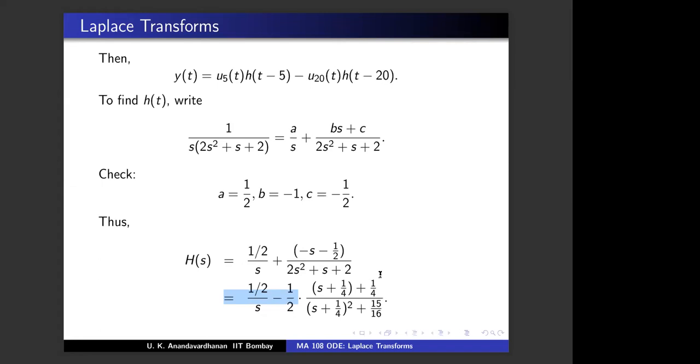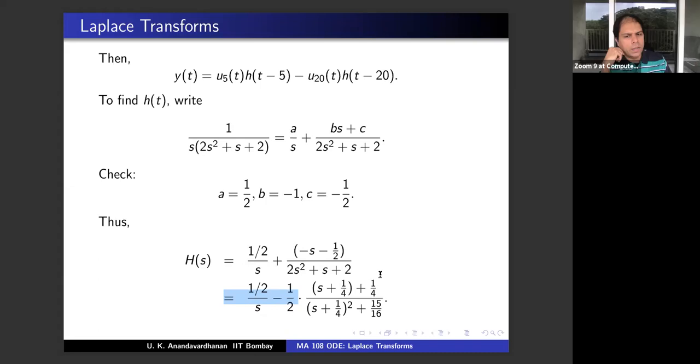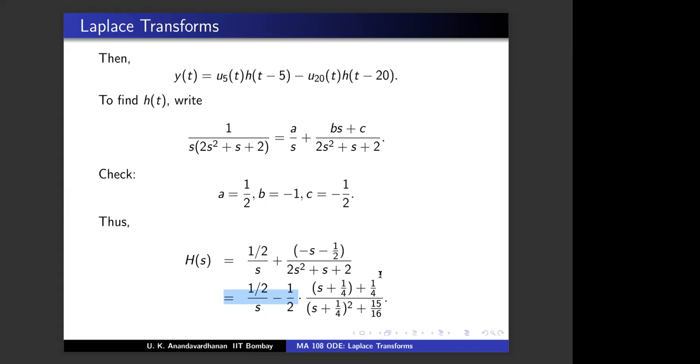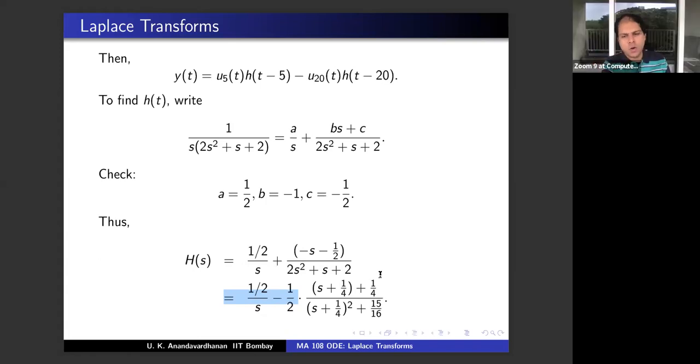4 by 15 into sine of, I think, sine of s plus 1 by 4 divided by 15 by 4. Correct. Root 15 by 4, no? Yes, sir. Correct. So 1 by 4 is a constant that you take out. So you have to worry about 1 by s plus 1 by 4 square plus 15 by 16. So that is of the form 1 by s square plus root 15 by 4 whole square. So 1 by s square plus a square.